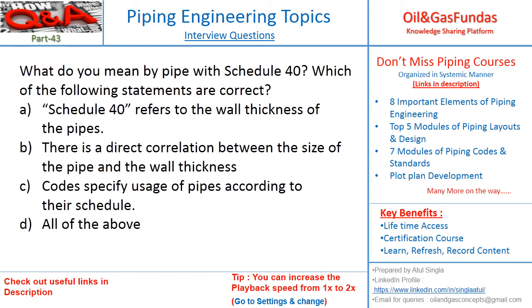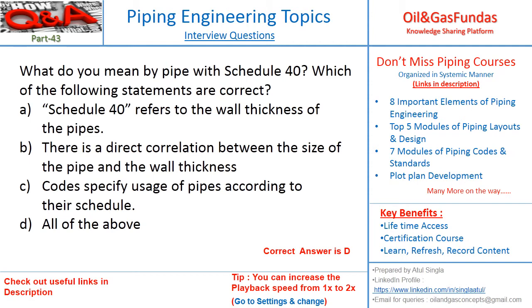What do you mean by pipe with schedule 40? Which of the following statements are correct? Schedule 40 refers to the wall thickness of the pipe. There is direct correlation between the size of pipe and the wall thickness. Code specifies uses of pipes according to their schedule. Or all of the above. Think about it. The correct answer is D. All of the three statements are correct.